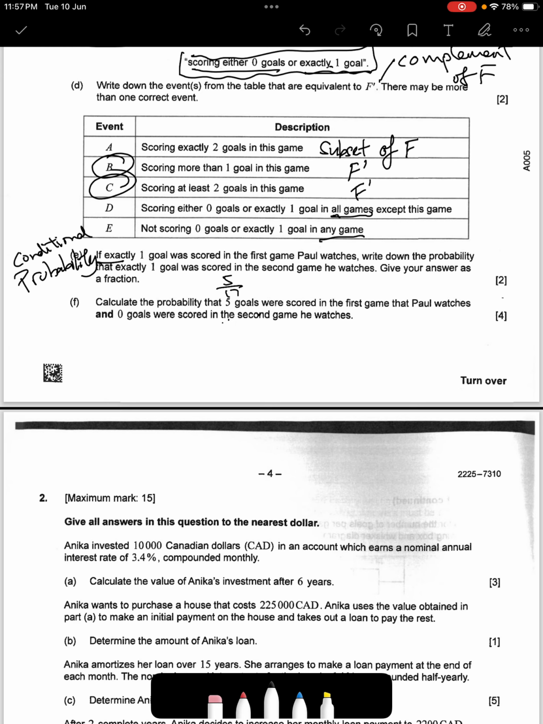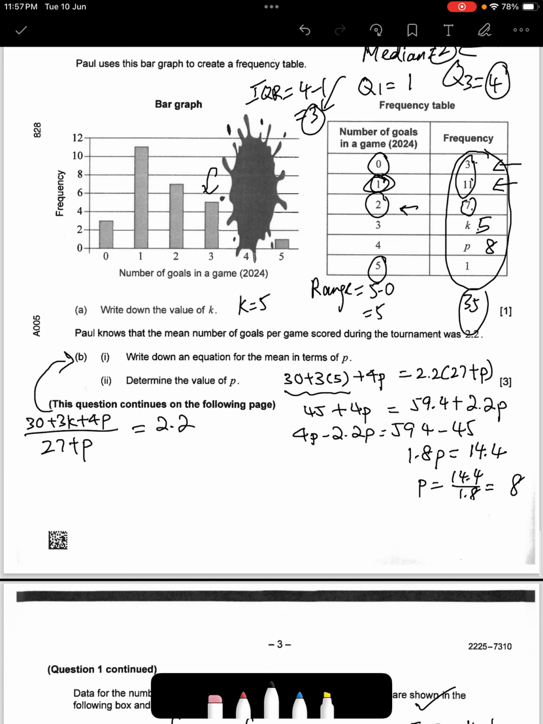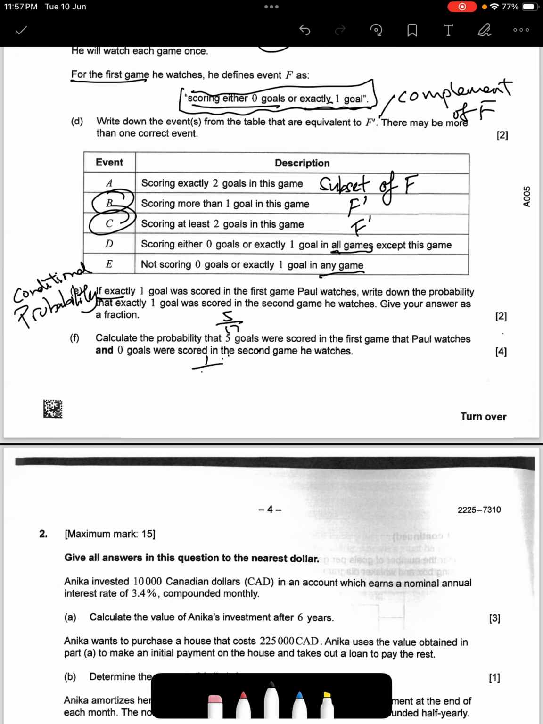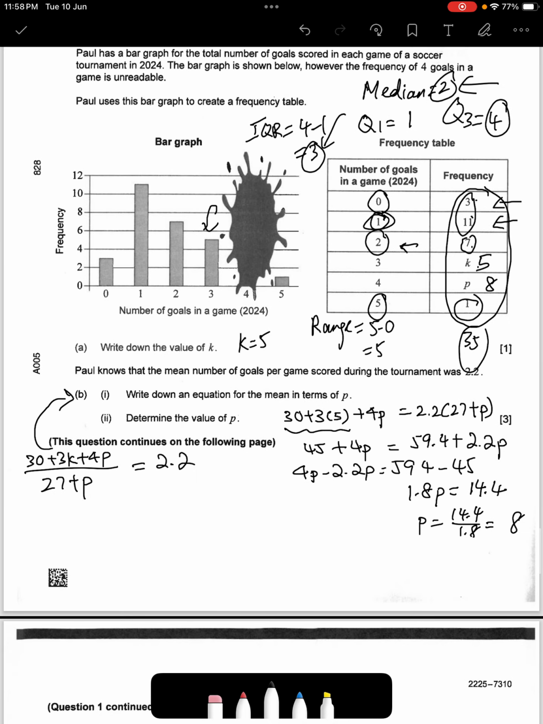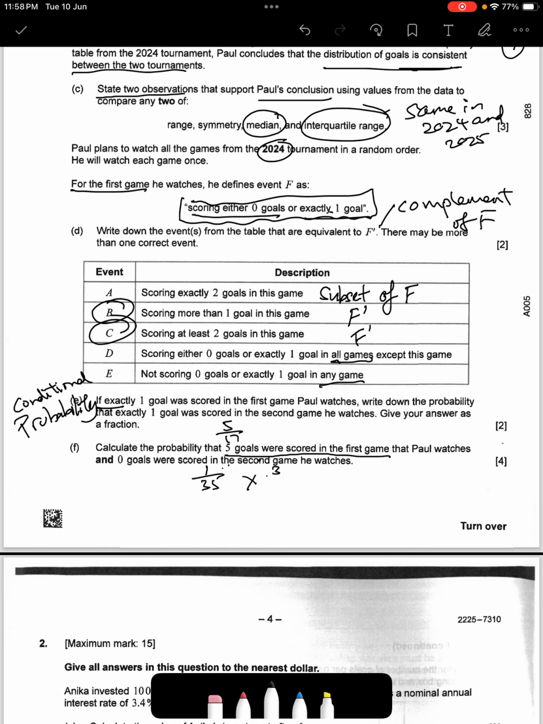Okay, so again, this is a relatively straightforward question. So we could just say 5 goals were scored in the first game. So what is the probability that the first game is scored with 5 goals? Obviously you have only one game, so the probability of the first game would be 1/35. So that would be the probability of 5 goals scored in the first game. And 0 goals were scored in the second game. There were 3 games with 0 goals. So I'm going to multiply this by 3/34. Again, because if you watch one game, you are left with 34 games to watch for the second one.